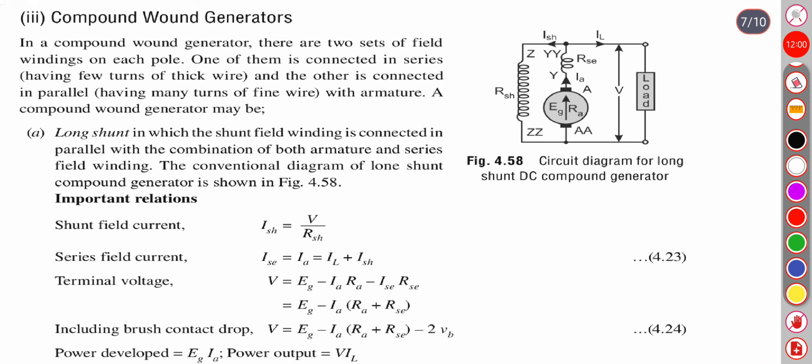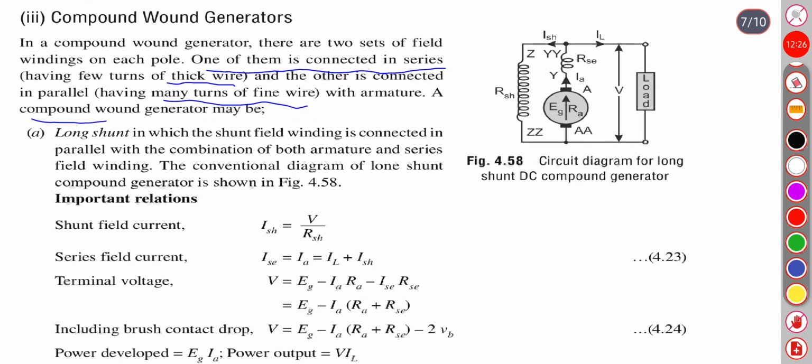Now the third type is the compound wound self-excited generator. In this, there are two types of field windings. One of them is connected in series, having thick wire and few turns, and the other is connected in parallel with the armature, having many turns of fine wire.